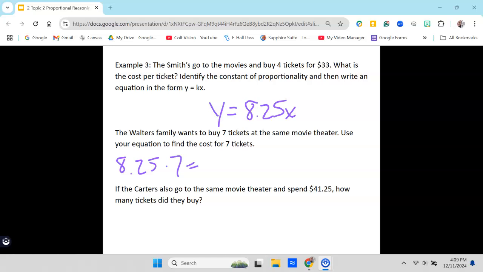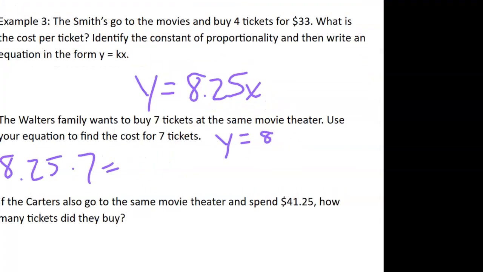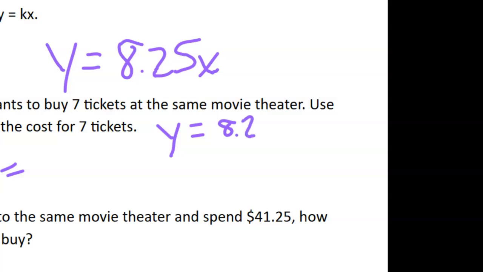I'm going to rewrite the equation that I already wrote. Then I'm going to substitute. This is a new word, substitute. Substitute means I'm going to replace the x with 7. So I'm going to do 8.25 times 7 equals y. I recopied the y, the equal sign, and the 8.25, and now I'm just substituting in 7 for the x. I'm really doing the same math, just writing it out a little differently.